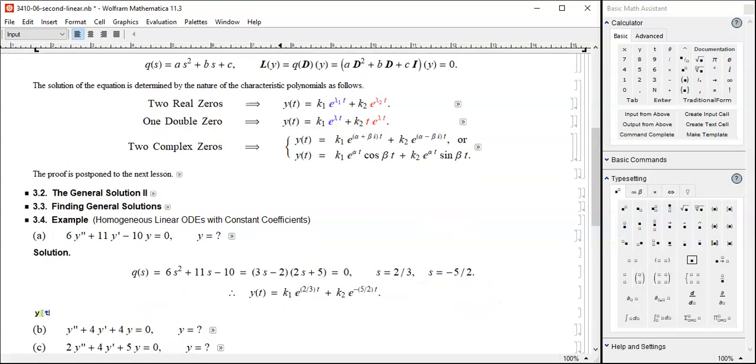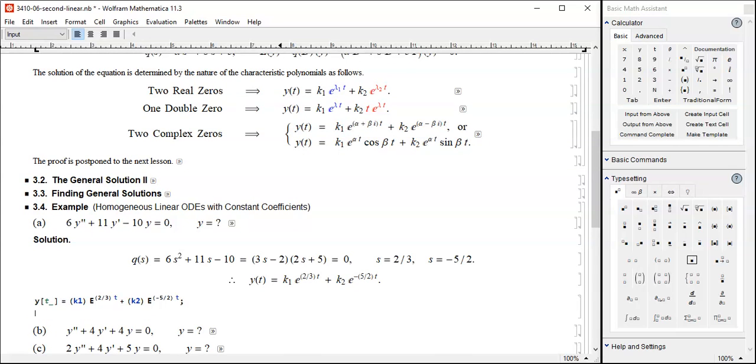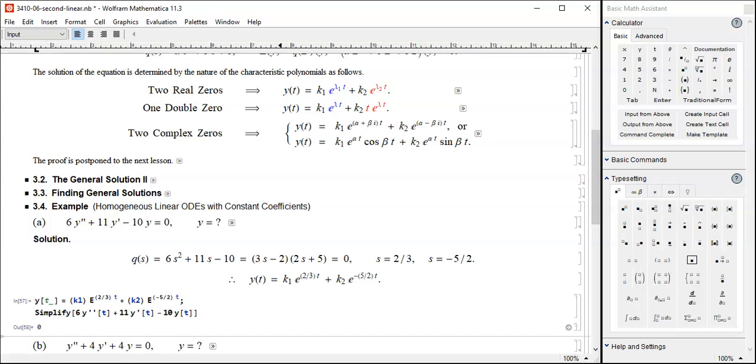Let's check. So k1 e to the 2/3 t plus k2 e to the negative 5/2 t, and then I'll ask Mathematica to simplify this part. 6y double prime of t, 11y prime of t, minus 10y of t. And of course, I'm going to get 0.